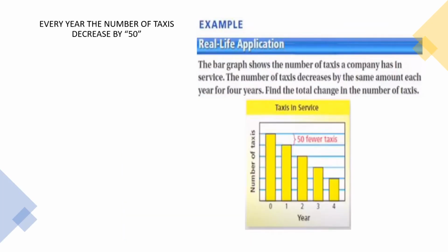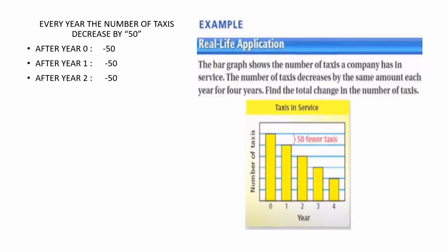So every year the number of taxis is decreasing by 50. How do we know this? Because they told us that the number of taxis decreases by the same amount each year for 4 years. And on the graph we actually see that between year 0 and 1, they wrote 50 fewer taxis. So if between year 0 and year 1 it decreased by 50, so it decreased. So decrease means negative. Okay, so after year 0 it's going down by negative 50, and each year would be the same decrease. So after year 1 will be another negative 50.